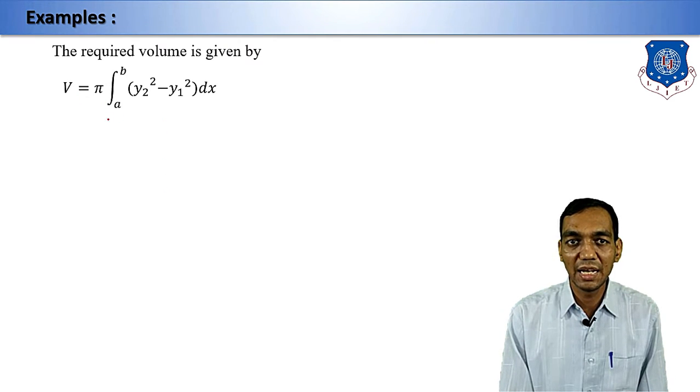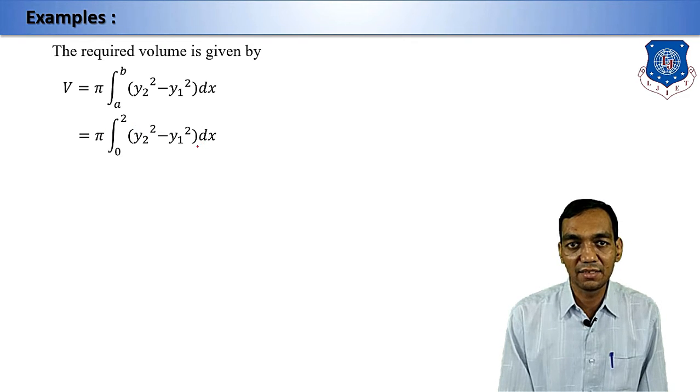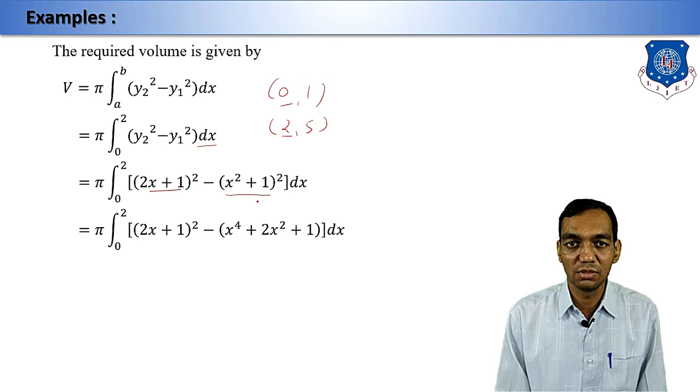Then we have V is equal to pi integration A to B of y2 square minus y1 square dx. So pi integration from 0 to 2. See, you are putting the values of x. So x varies from 0 to 2 because we are going to use the intersection points (0, 1) and (2, 5). So x is going to be from 0 to 2. Okay, y2 square, that means the larger one, that is the straight line, that is (2x plus 1) square. And y1 square, that is the parabola, that is (x square plus 1) the whole square. Now simplify this term, that gives you x raised to 4 plus 2x square plus 1.